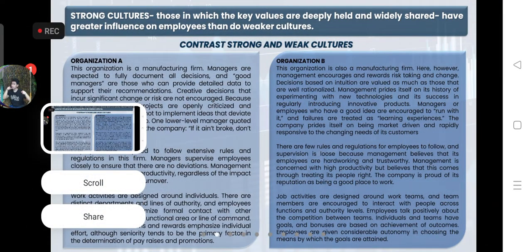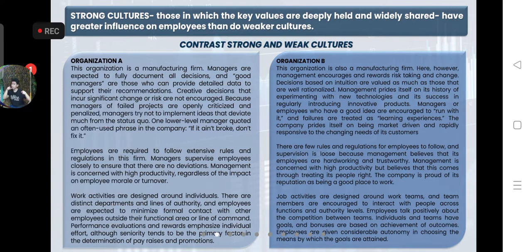So we have here the strong cultures. All organizations have cultures, right? But not all cultures equally influence employees' behaviors and actions. That's why we have strong cultures, in which the key values are deeply held and widely shared, and they may have a greater influence on employees than the weaker cultures.